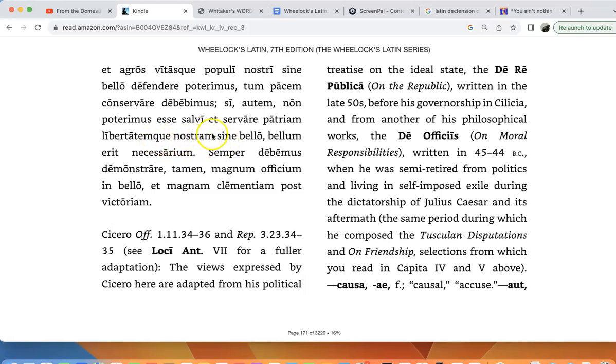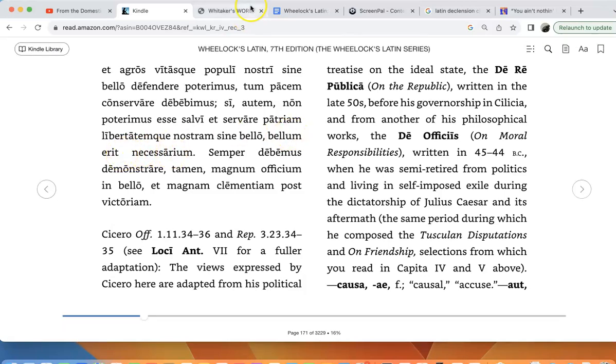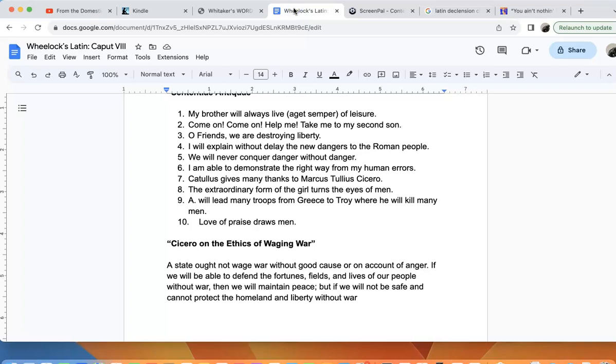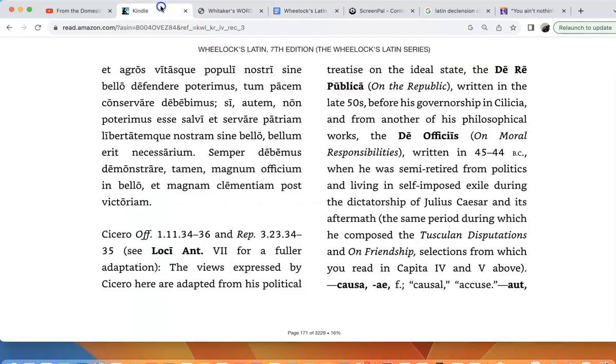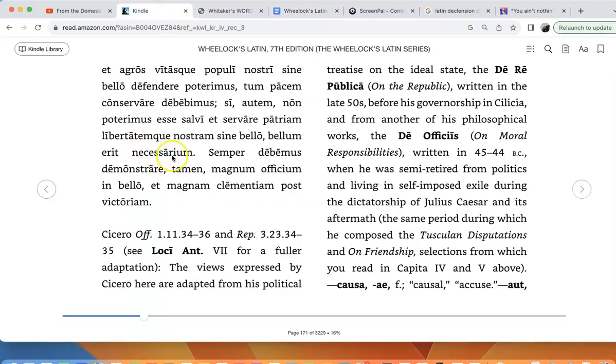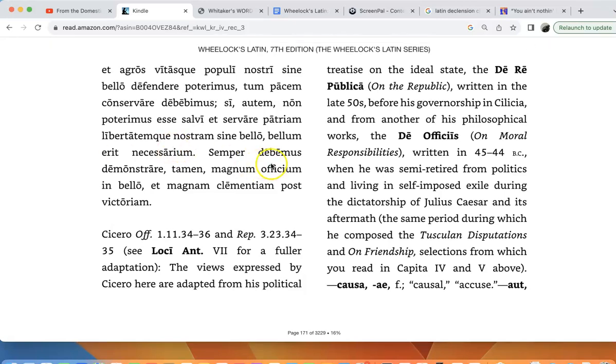So without war, sine means without war, war will be necessary. So here we can actually keep the original word order. War, erit, and then necessary, coming right from the Latin necessarium. War will be necessary. So erit is future tense, irregular will be.